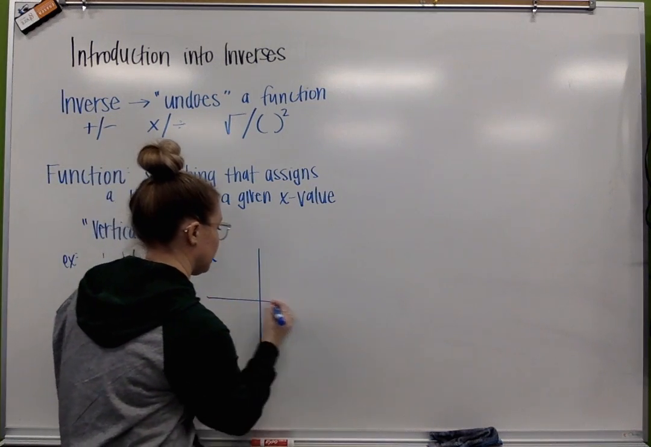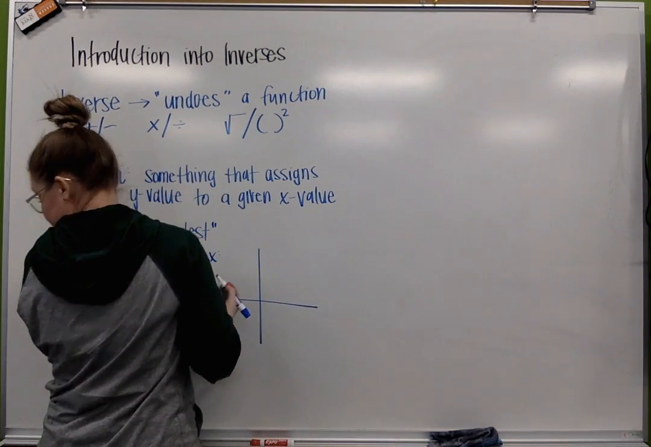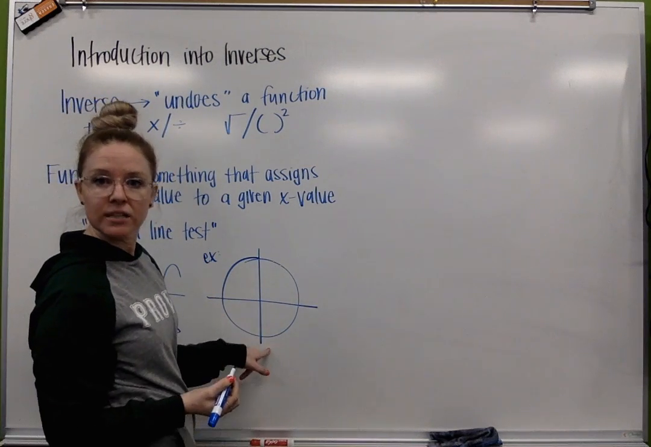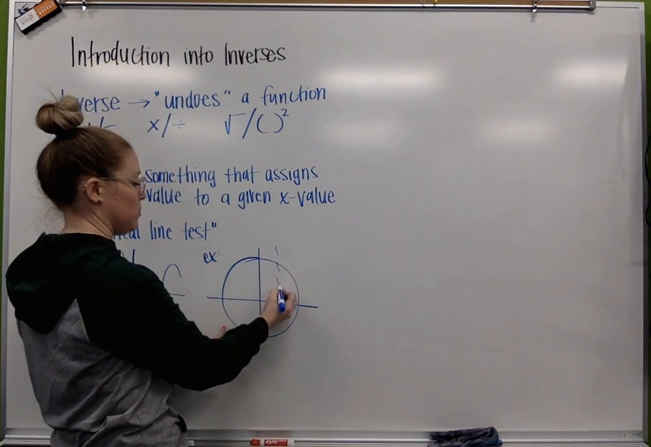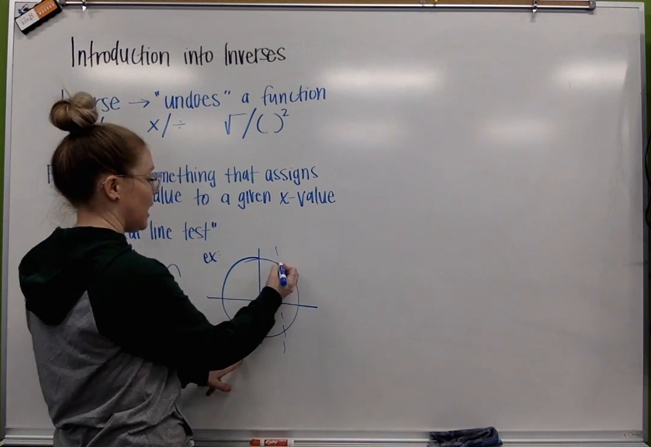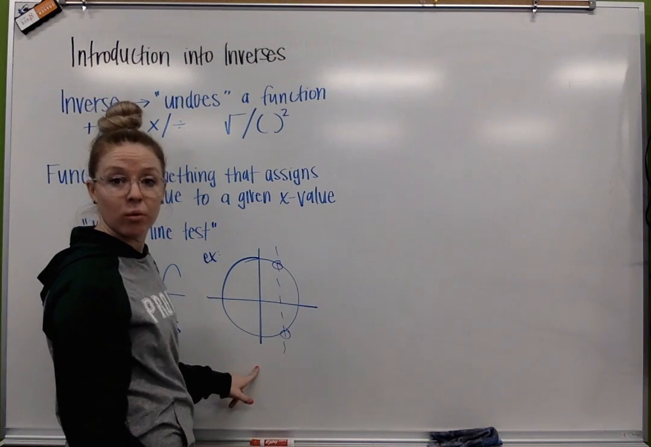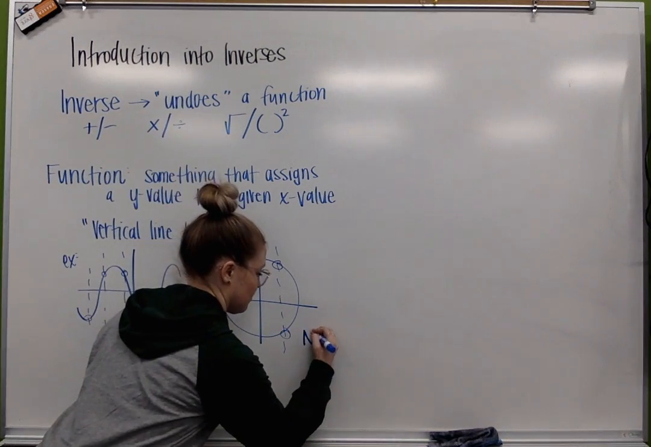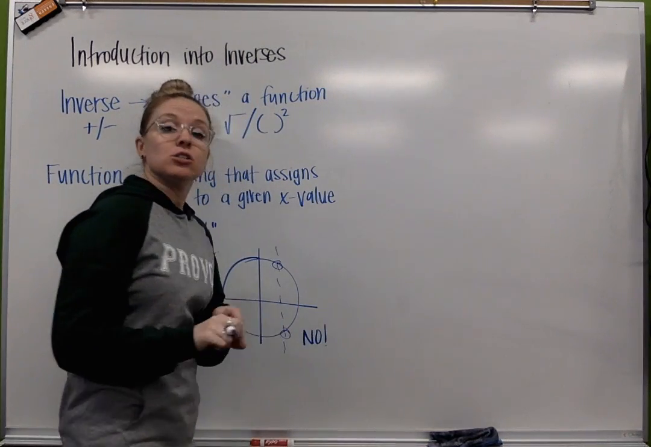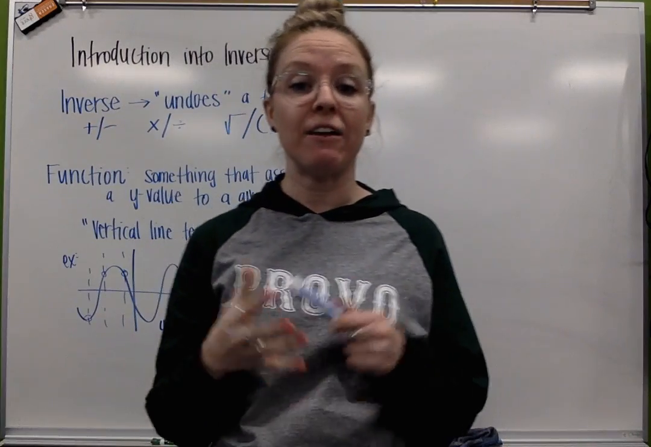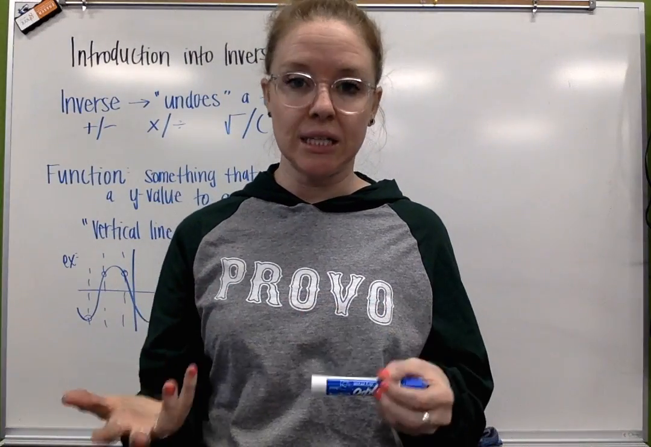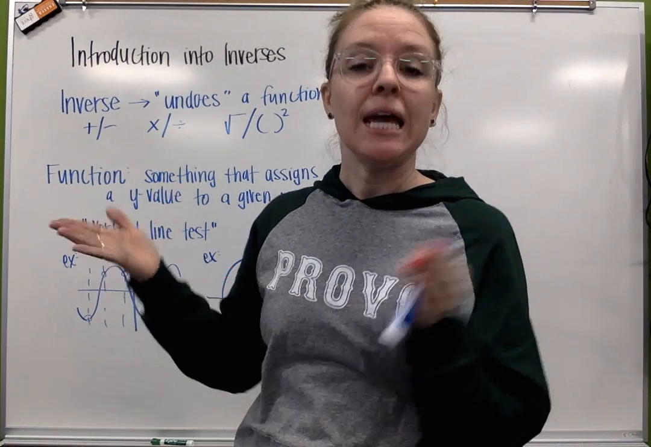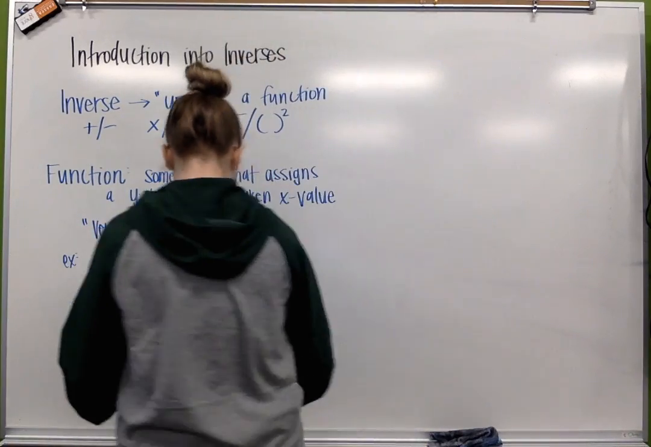Second example here, if I were to give you this graph, we know what circles are. Here's a nice circle. But if I come in with my vertical line test, I'm hitting that circle at 2 points. This is not a function. So we do want to make sure that we have a function when we're dealing with inverses. Again, just a reminder what a function is.